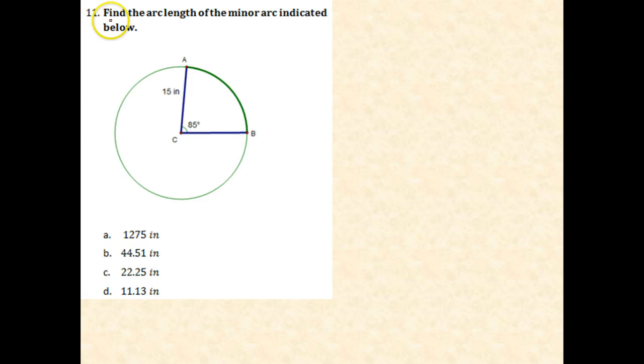Number 11, we're going to find the arc length of the minor arc indicated below. So AB would be the minor arc. Now there's two ways to go about this. We can use the formula S equals R theta, where S is the arc length, R is the radius, and theta is the central angle, but measured in radians. This one has to be in radians.